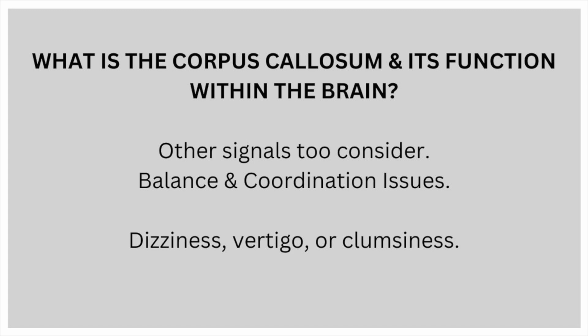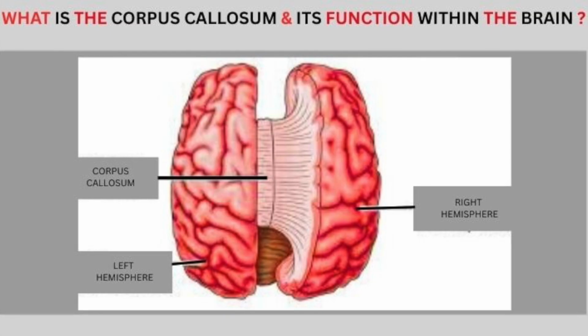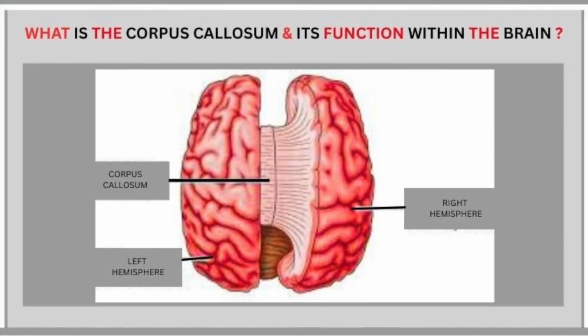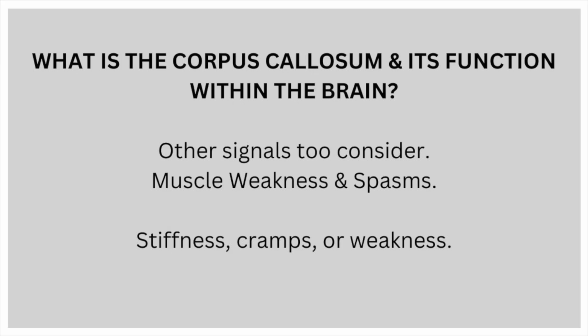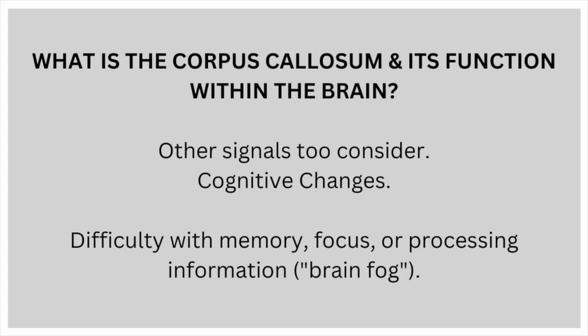Balance and coordination issues. This being dizziness, vertigo, and clumsiness. Other signals to consider: muscle weakness and spasms. This will be stiffness, cramps or weakness. Cognitive changes: difficulty with memory, focus or processing information. This will be brain fog.